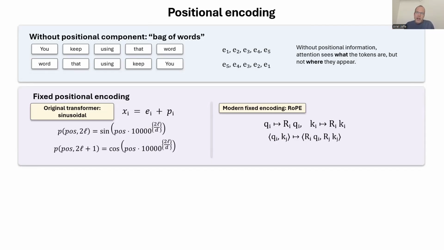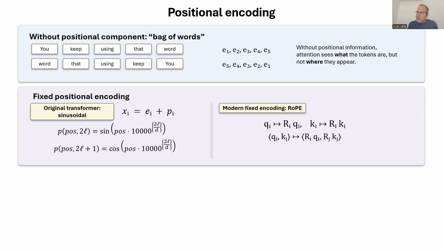The idea is that this added component is similar for locations that are close to one another. So sine of position is similar to sine of position plus 1, with the 10,000 factor. This is a somewhat complicated function, but the actual function itself doesn't really matter. The idea is to create a position representation that is smooth, so two close positions have similar position representations.